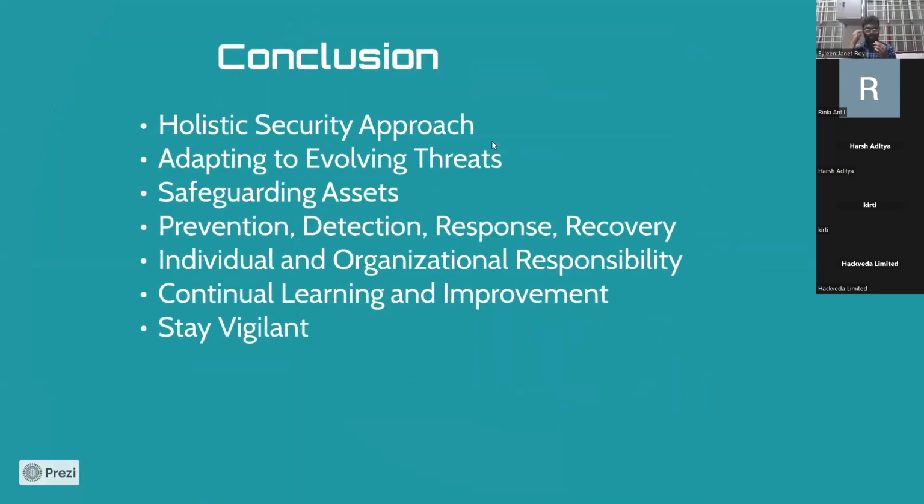And at last, we saw the holistic security approach. That is, why should we have security? What is the need of security? How can we apply security? And we saw adapting to evolving threats. We also saw how threats can affect us through the physical layer and through the internet layer and so on. And safeguarding assets. And I just told you about the firewall so that assets can be safeguarded in such a way. And the prevention, detection, response, and recovery.